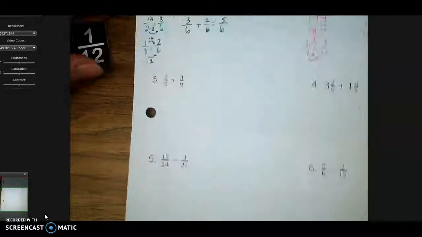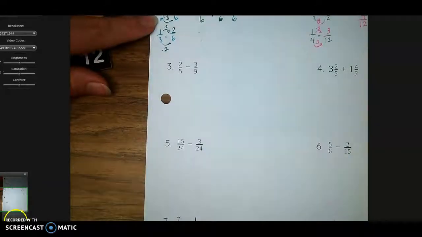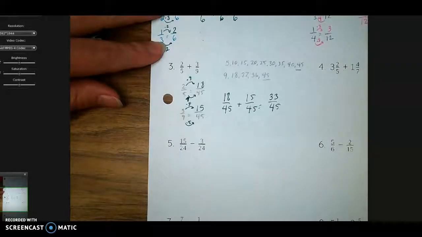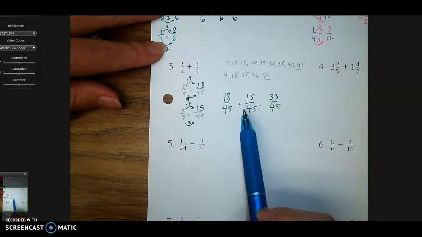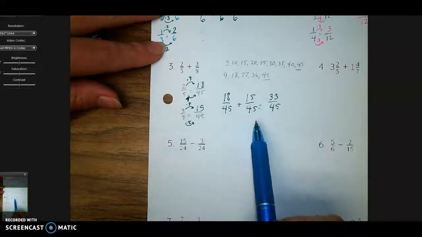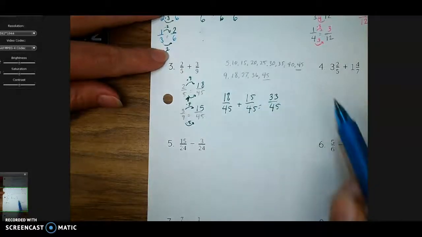What I would like you to do is pause the video and try this problem and see if you get the same answer as I do. All right, so once you've worked out that problem, you find out that you get 18/45 plus 15/45, and I get a total of 33/45, and I can reduce that.